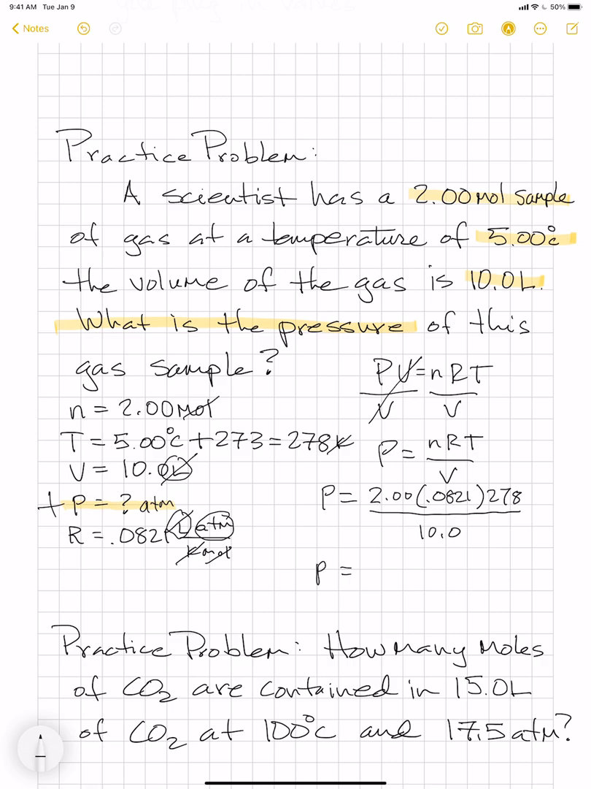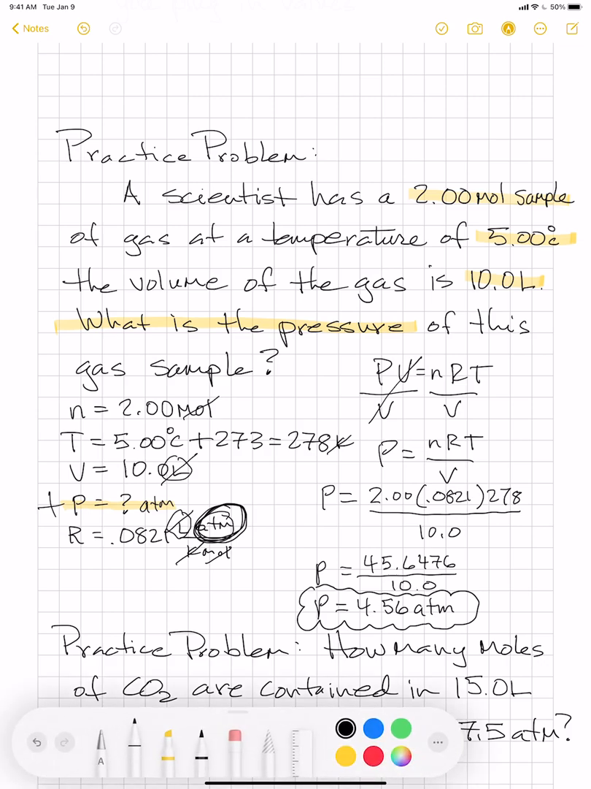Pressure, when you do that, you want to multiply the top first. So you're going to get an answer, write it down, 45.6476, and then divide it by 10.0. Do these steps separately, right? Multiplication, then division, and your pressure will end up being 4.56 atmospheres. And how did I know that the unit was atmospheres? Well, if you go back up here, the only unit that has not canceled is atmospheres. And so there is your final answer.